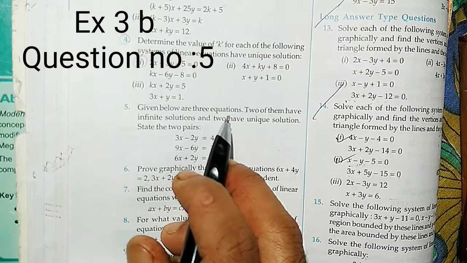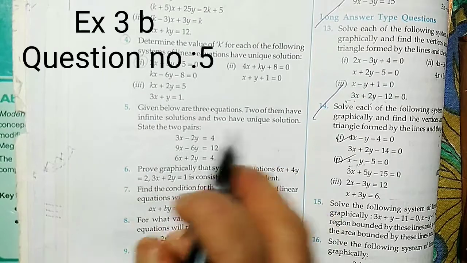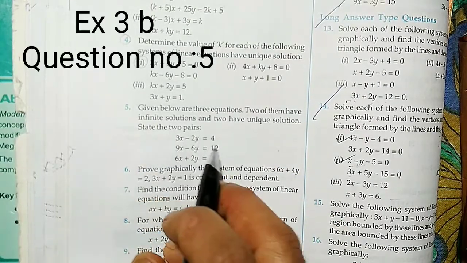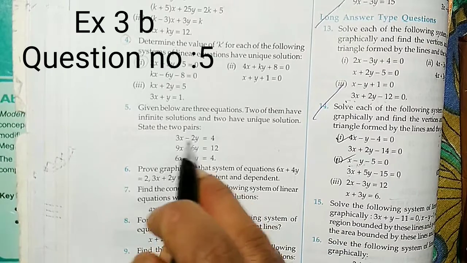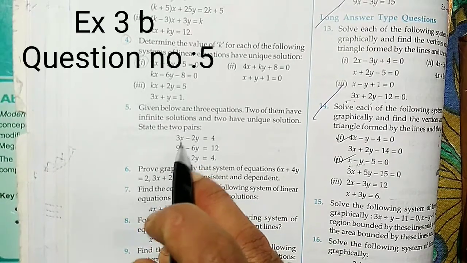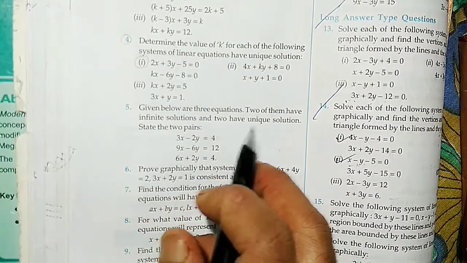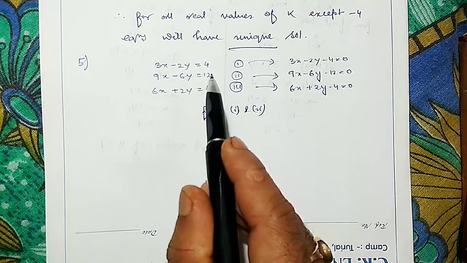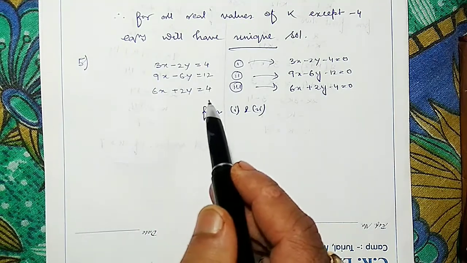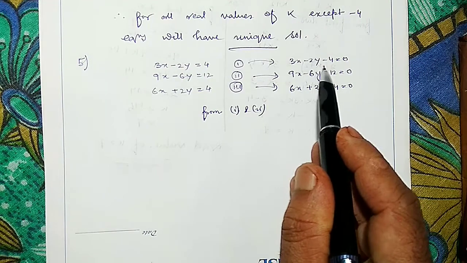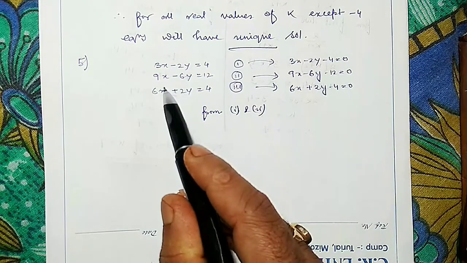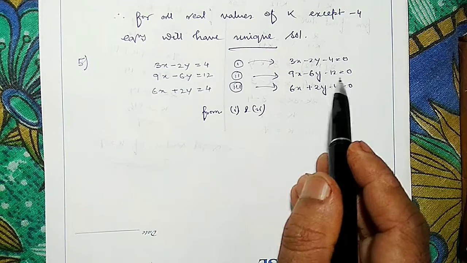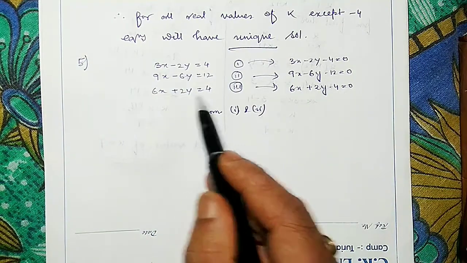In question number 5, given below are 3 equations. 2 of them have infinite solutions and 2 have unique solution. State the 2 pairs. So 3 equations are there. From these equations we have to find 2 equations which will give infinite solution, and we have to find another pair which are having unique solution. So here this is the first equation, second equation, third equation. First equation can be written as 3x minus 2y minus 4 equals 0. Second one is 9x minus 6y minus 12 equals 0. And third one is 6x plus 2y minus 4 equals 0.